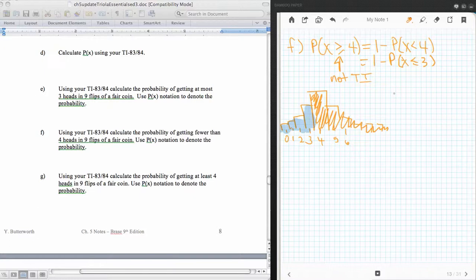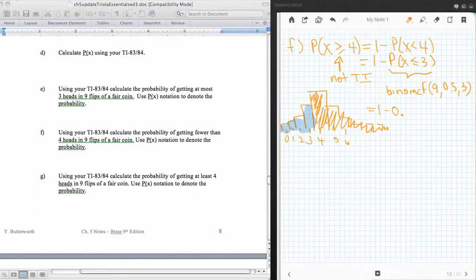I don't like to gimmick it like that. I like to really, really think about this. So now to find this probability, I'll do my binomial CDF function. And I put in my 9, and I put in my 0.5 for p, and I put in my 3, and that value is the same one I just had a second ago. So I don't actually have to do it again.